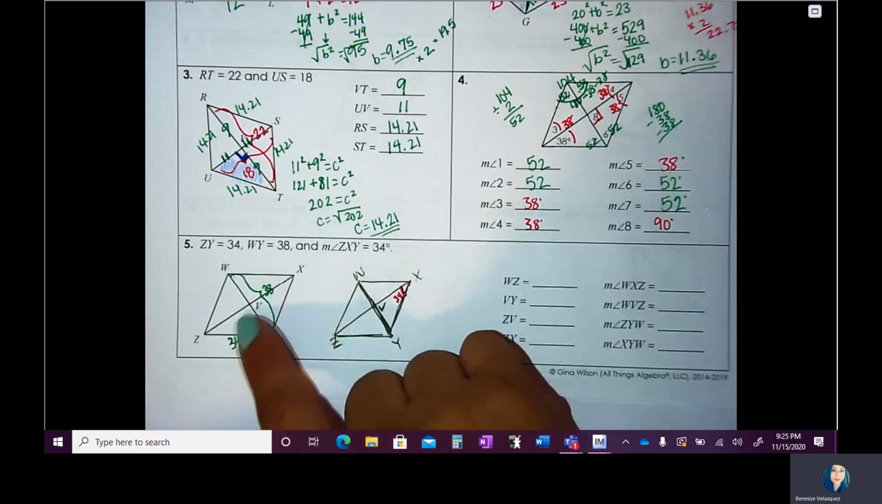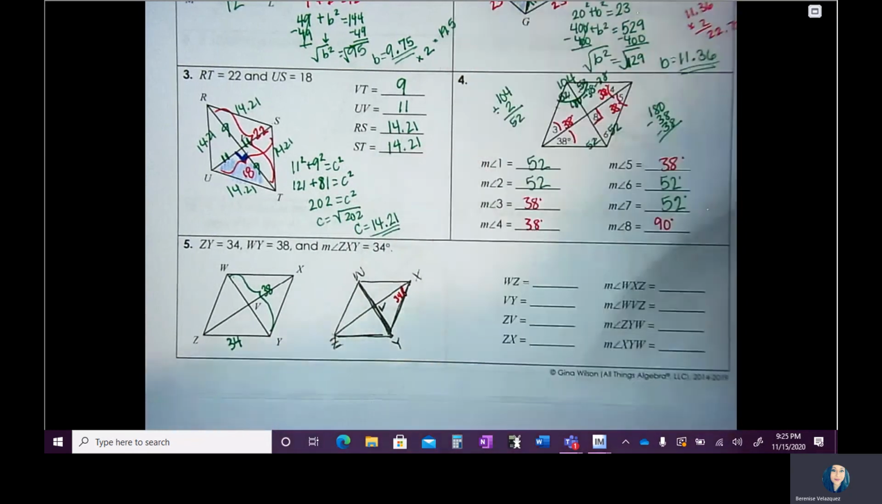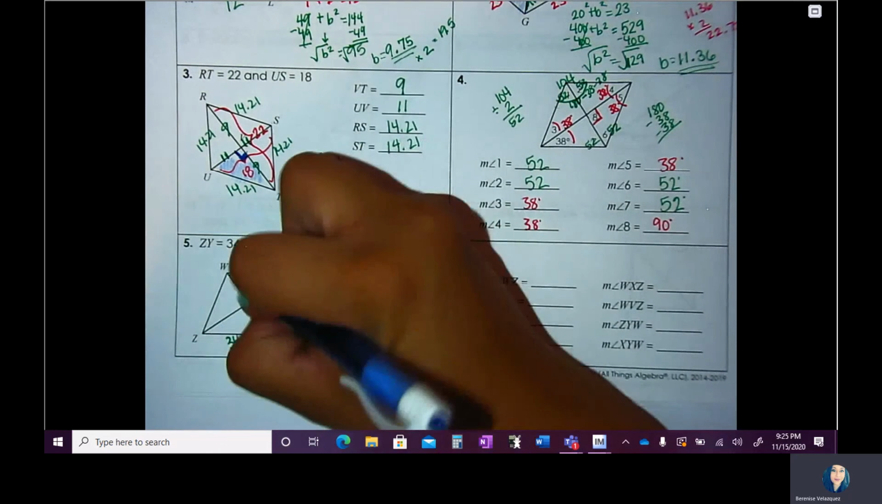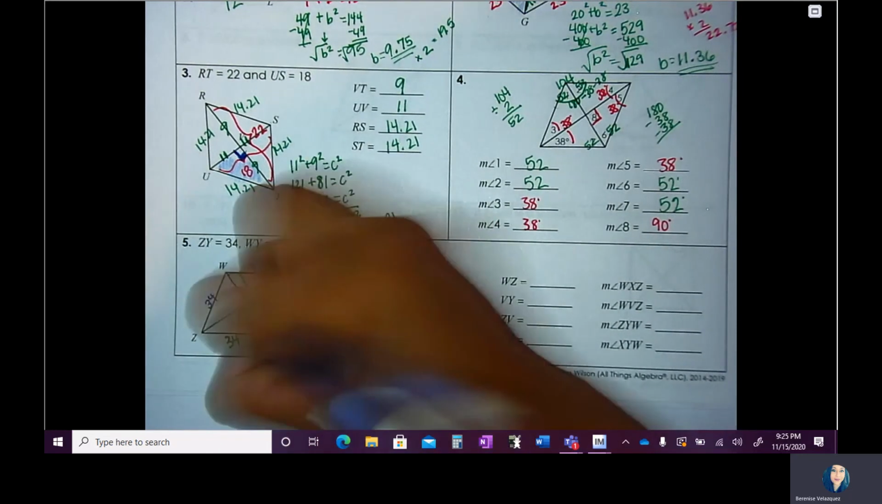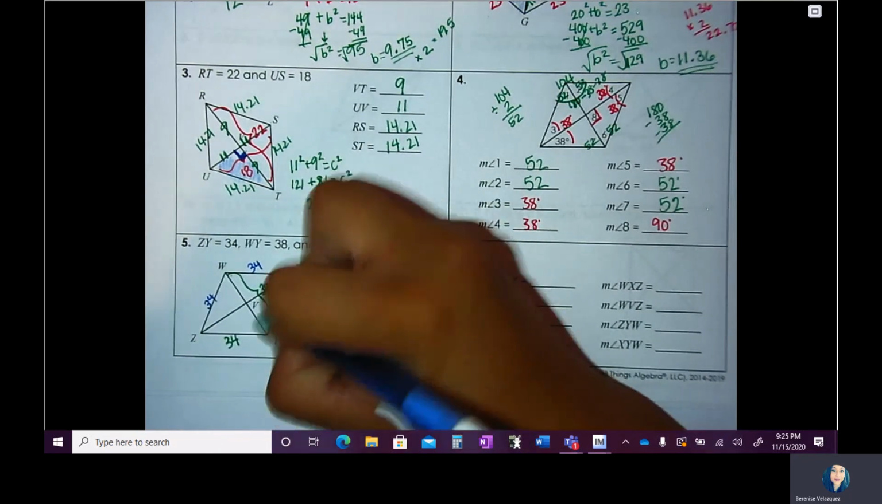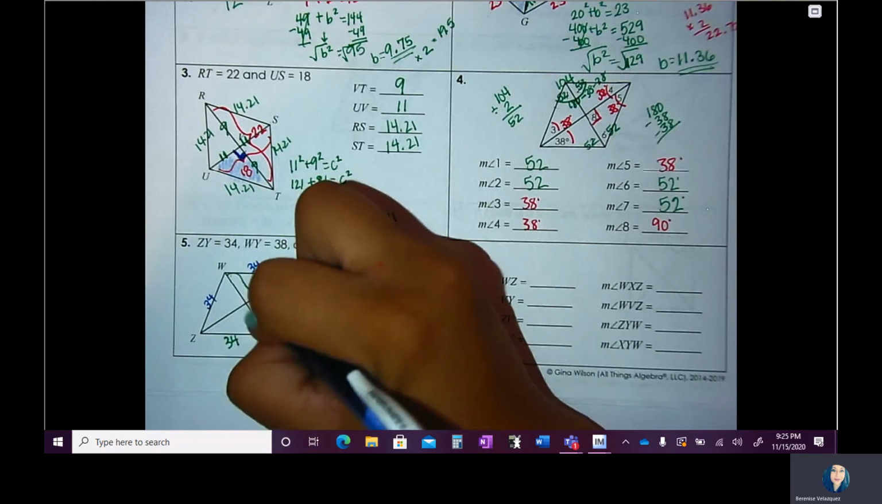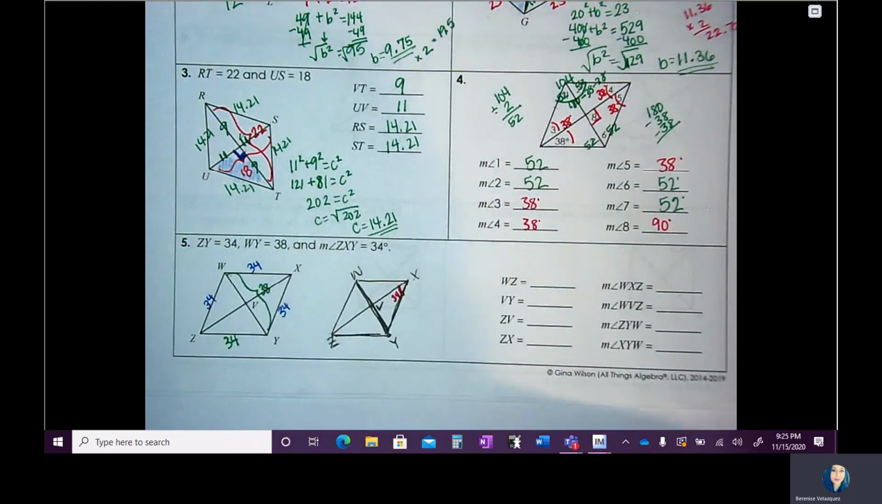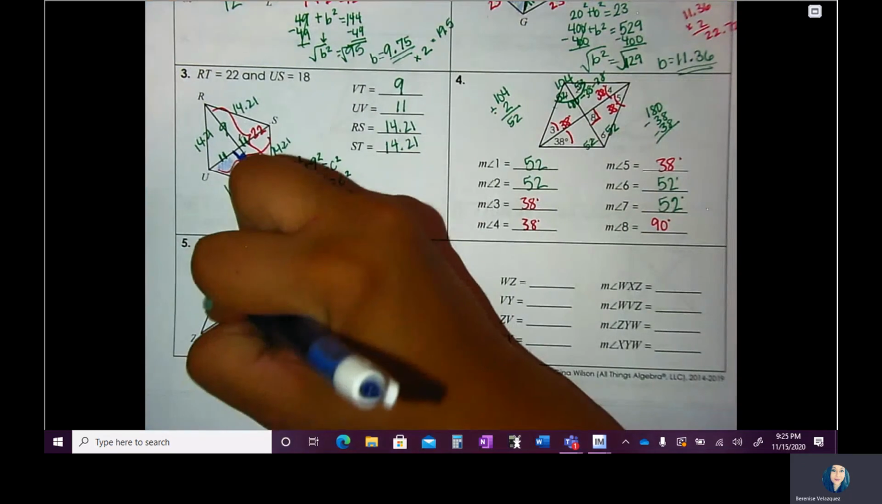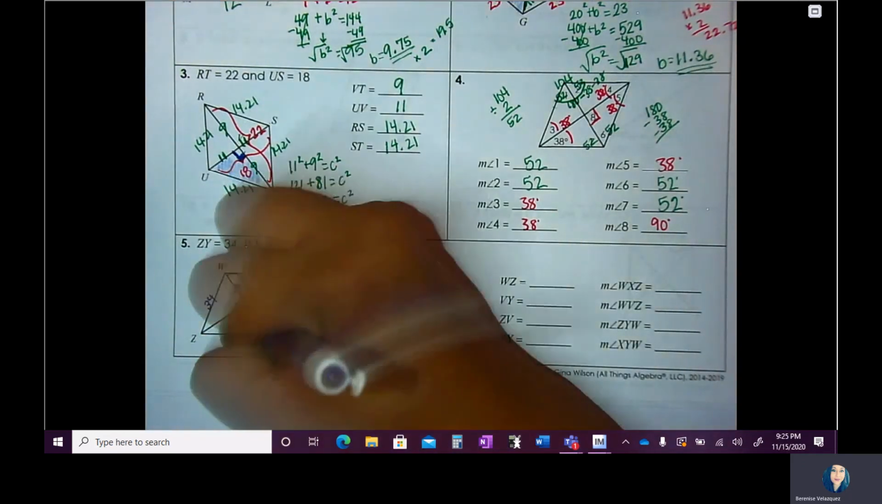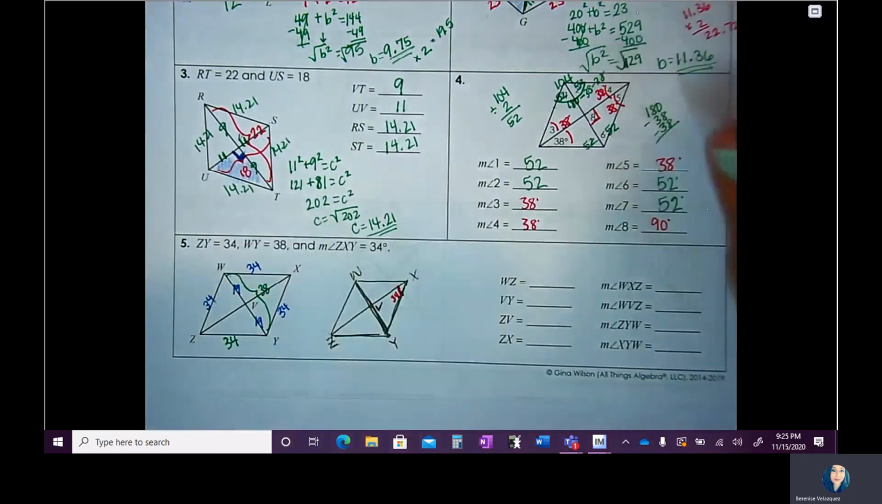Let's go ahead and deal with this shape first. Okay, first thing I'm going to do is use what they've given me to fill in what I know. They're all the same, so that's 34. This is 38, so if this is 38, you half it, and when you half 38, you get your two diagonals to be 19 and 19. Okay, so I have that.